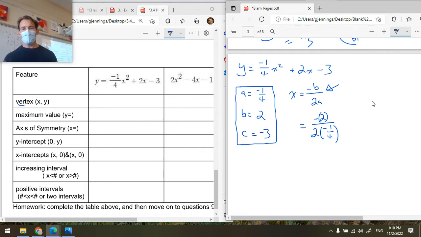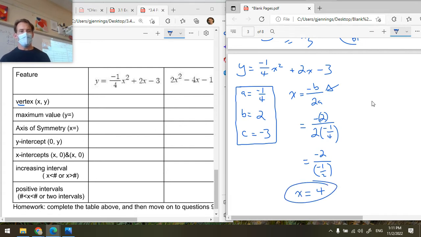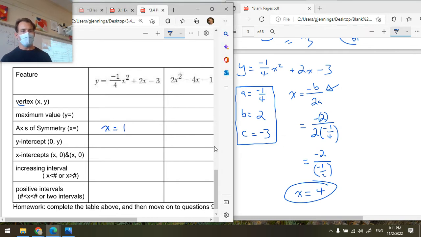All right. So now we evaluate. Negative 2 over 2 times negative a quarter. Well, I'll do 2 times negative a quarter, and that's going to be negative 1/2. So negative 2 over negative 1/2. 2 divided by 1/2 is 4, and negative divided by a negative is a positive. So this is equal to 4. X is equal to 4. So what's that telling me? That the axis of symmetry, x is equal to 4 in this case.